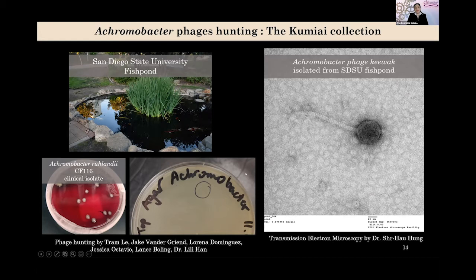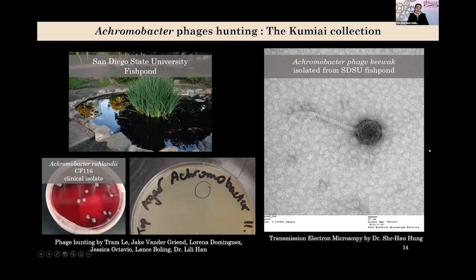And after several times of trying this with several samples, finally you see this clearance area, which means that here are all the bacteria growing, but here the phages are killing the bacteria. So yay, we have a phage. So now we know we have a phage that can kill this bacteria, and we start the characterization of the phages. For example, this phage that was isolated from the fish pond is Achromobacter phage kiwak. This is how the phage looked like by electron microscopy.